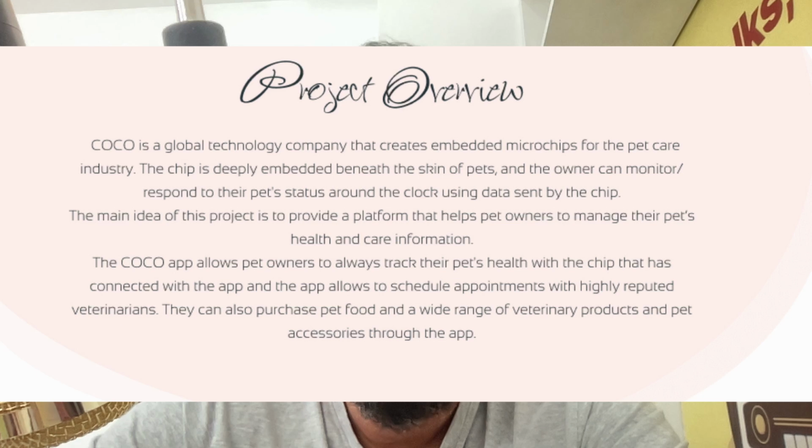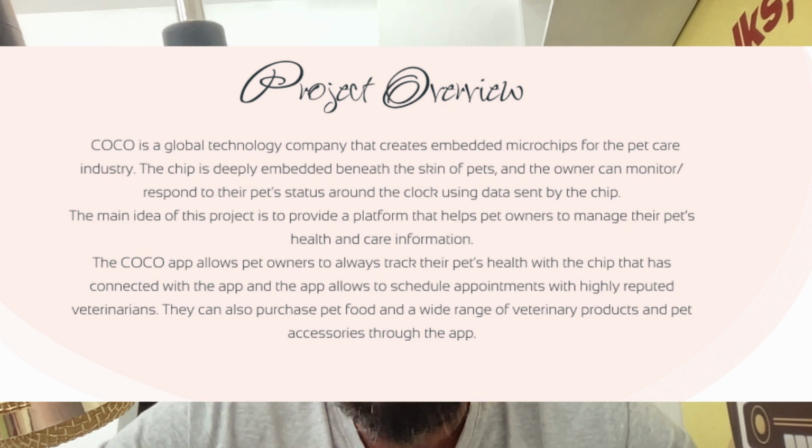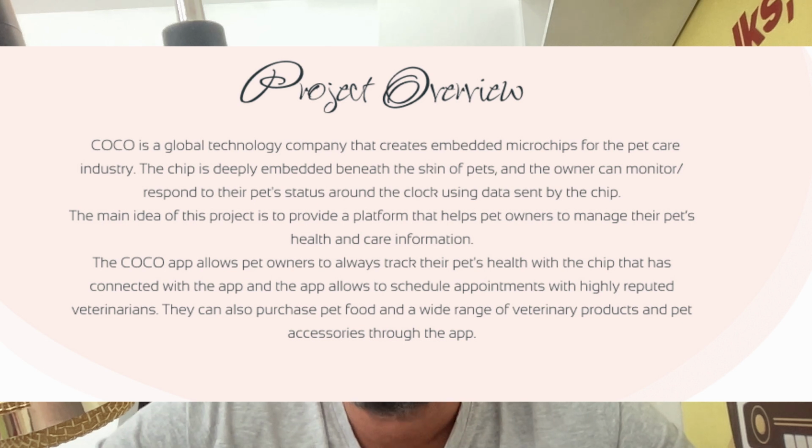First of all, let me give a brief introduction to the problem that these people are trying to solve. If you look at the project overview, they have clearly mentioned that Coco is a global technology company that creates embedded microchips for the pet care industry. This particular chip goes underneath the skin of the pets, and the owner of the pet can monitor and respond to their pet's status or health. That is the business case here. So basically they have a chip and a mobile app, and the chip transfers information to the app so that the owners can see what's going on with their pet.